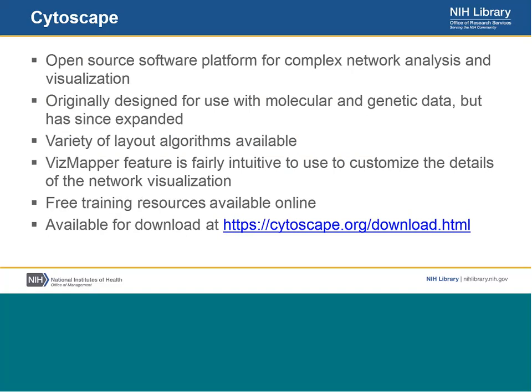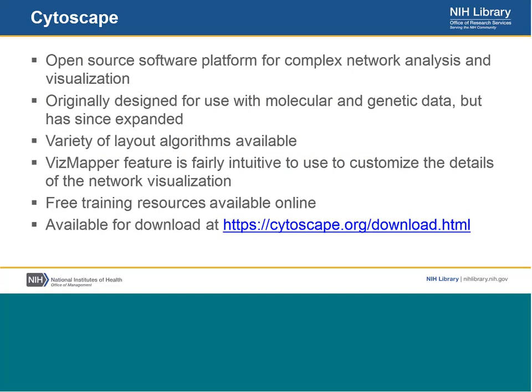Another tool, which is not one that we really use here, but is good to be aware of, is Cytoscape, which is another open source software platform for complex network analysis and visualization. Unlike VOSviewer, which was specifically designed to work with bibliometric data and visualization, Cytoscape was designed for use with molecular and genetic data, but over time has expanded as people have recognized the value in creating these types of graphs. There are a variety of layout algorithms available within the tool, and their VisMapper feature is fairly easy to use and gives you ample opportunities to customize the details of your visualization.